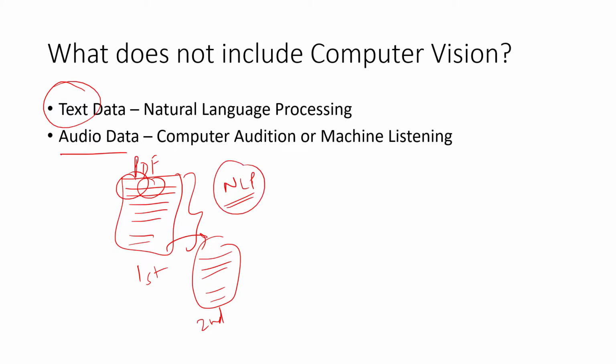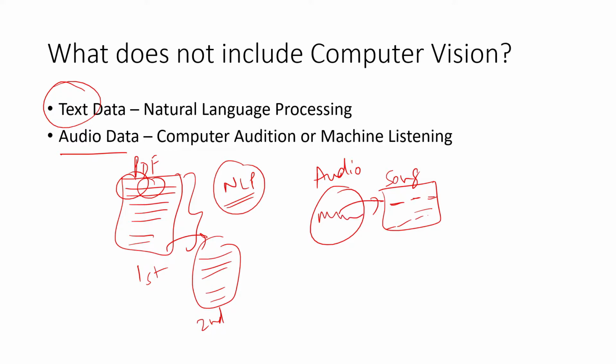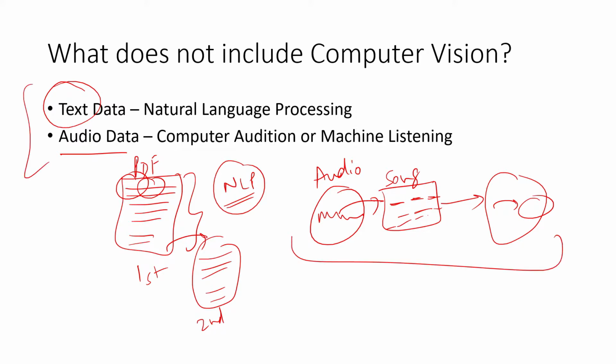And audio data. You are listening to some songs, and based on the song lyrics, let's say initially you have an audio of the song. You are trying to convert this into textual form. You're trying to print the lyrics out of the audio. So there is this audio, and then you're trying to write the text out of it, and then maybe also predict the next word in the song. So all of these things, working on textual data or audio data, this is not computer vision. Computer vision is mainly only about images and videos.